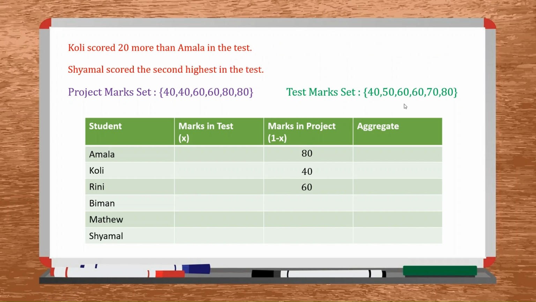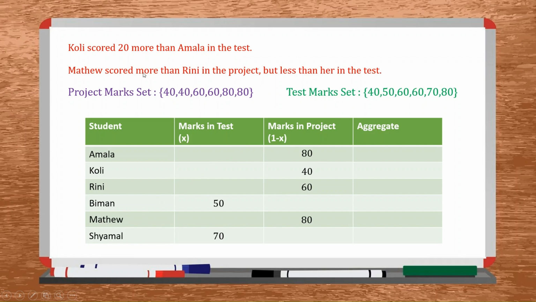Next, we have information that Shamal scored second highest in the test, which is 70. So I am assigning 70 here to Shamal. Then Biman has scored second lowest in the test, which is 50. So I am assigning 50 to Biman now. Next information that I have is Matthew has scored more than Rini in the project. So we know that Rini has scored 60. So the only possible option here is 80 for Matthew. So we'll be assigning 80 in project for Matthew. That means Amla and Matthew would be part of the same team because they have the same scores in the project. But that's okay for now.